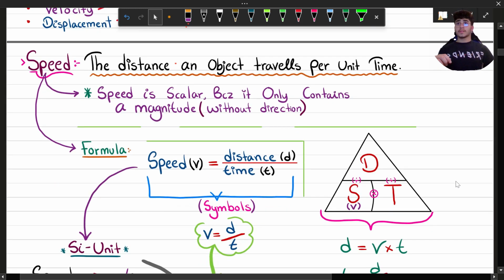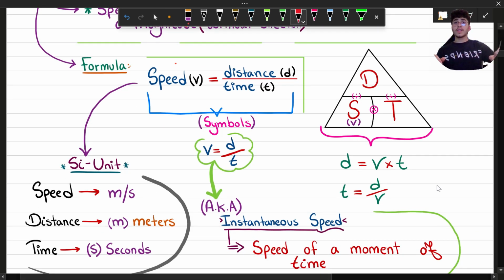To begin with, speed. Speed is the distance an object travels per unit time. So the distance traveled by an object in a specific amount of time is the object's speed. Speed is scalar because it only contains a magnitude without any direction. The formula of speed is distance traveled per unit time, so it's distance divided by time. By symbols, v is equal to d over t. v represents speed, d represents distance, and t represents time.